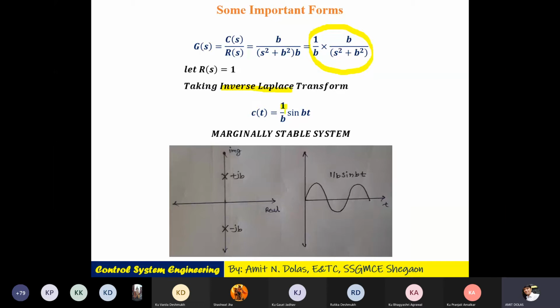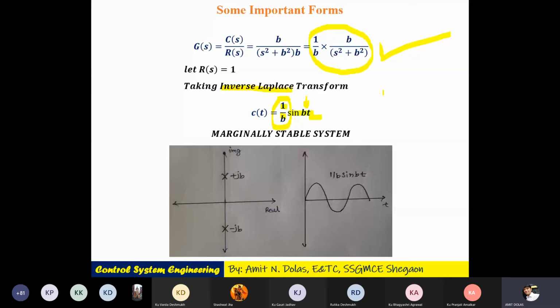It is 1 by b sine of bt. So this is the signal, and 1 by b is nothing but the amplitude of the sinusoidal waveform, omega is nothing but this b, and t is the time. If you calculate the poles of this system, those poles will be complex conjugate.